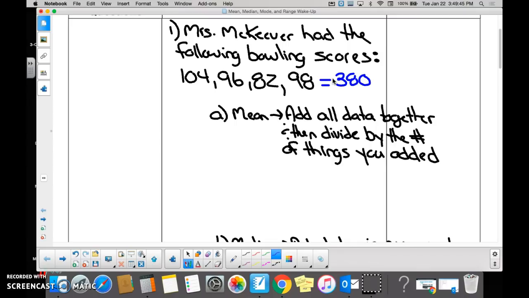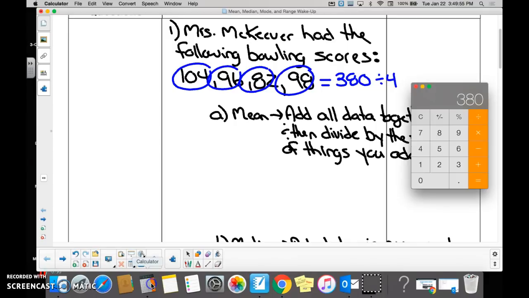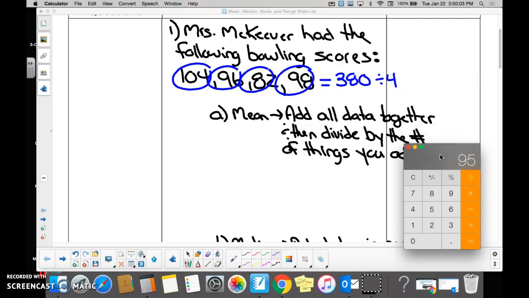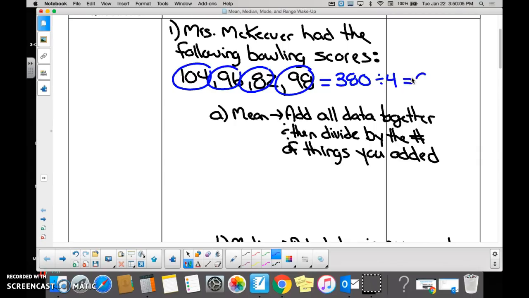Now there were 1, 2, 3, 4 pieces of data we added together. So we're going to take that 380 and divide it by 4 to find the mean, or the average. So I'm going to divide 380 by 4, and Mrs. McKeever's average score in bowling was a 95, which makes sense because all of her scores weren't that far away from 95. Her average, again, was a 95.